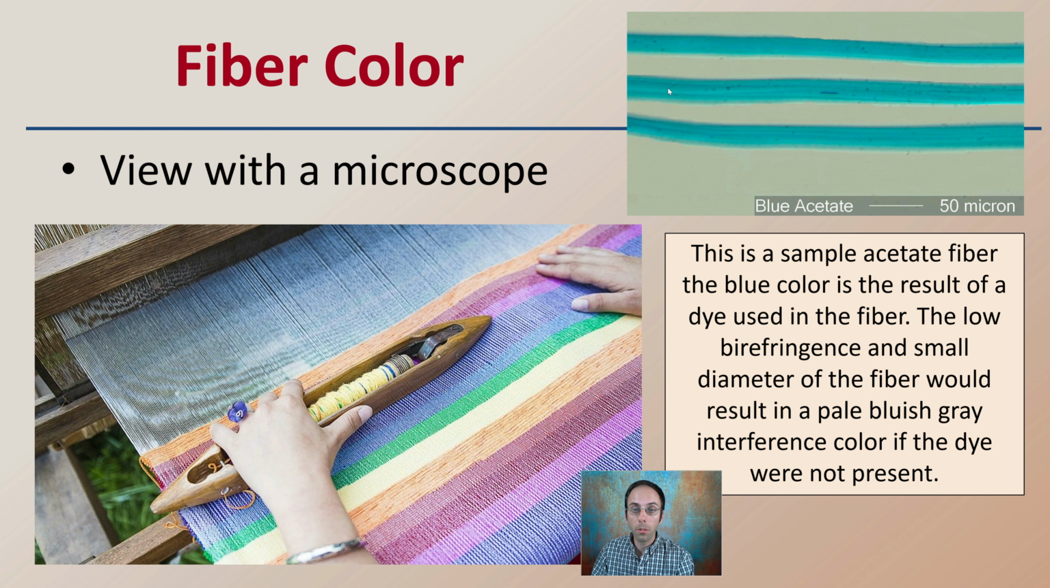When we're looking at fibers, we want to be taking into consideration the coloration of those fibers. So here's an example of viewing them on a large scale, and then we're also under a microscope. And this is an acetate fiber. We see that blue color. If it didn't have any dye in it, it would be a gray color if the dye wasn't present. So this definitely shows that with a light microscope, you can also determine individual fiber color.